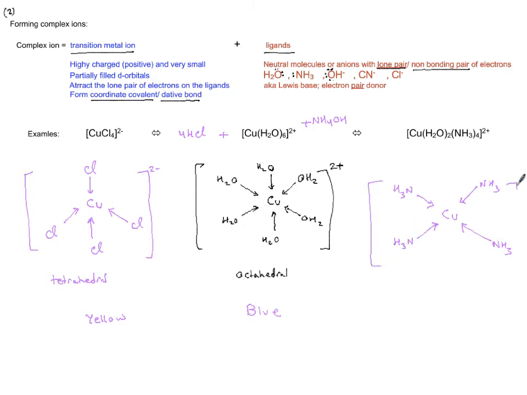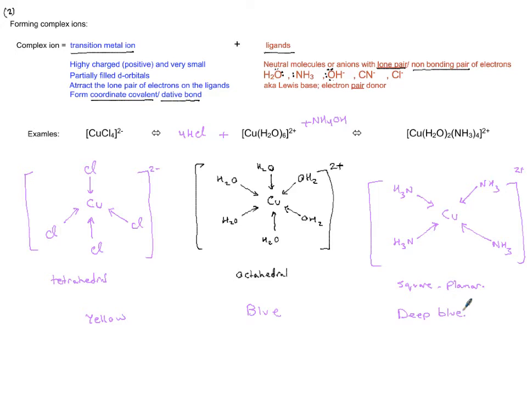Put it in a bracket. 2+ makes sense. That's the charge of copper, because ammonias are neutral molecules. Now this is square planar. And the color for this is deep blue, or close to indigo, and we are going to talk about color now.